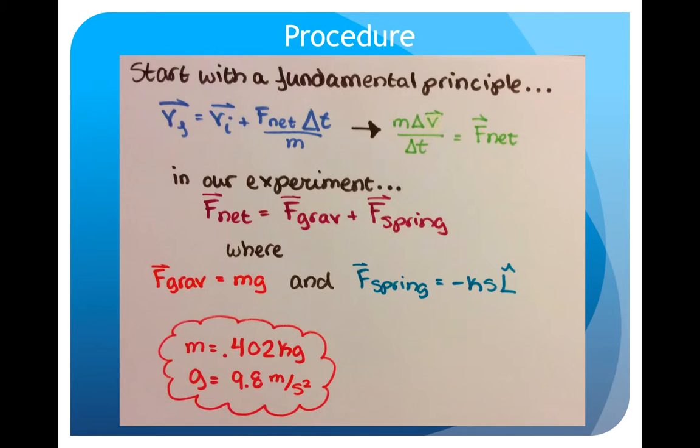In analyzing this motion, we can start with Newton's second law and find that the object's net force is comprised of a gravity force equal to mg and a spring force equal to negative ks L hat. We are told that the mass of the object attached to the spring is 0.402 kilograms, and we know that g is equal to 9.8 meters per second squared.